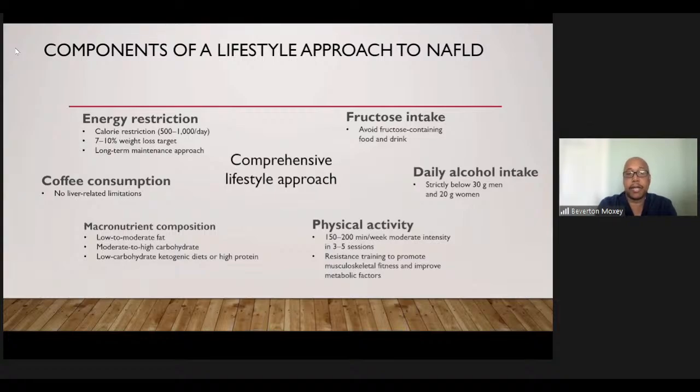And this is really somebody that you should be managing along the way, just as you manage a hypertensive, a diabetic, an asthmatic, just to make sure that they do not progress onward. And that's it for me.